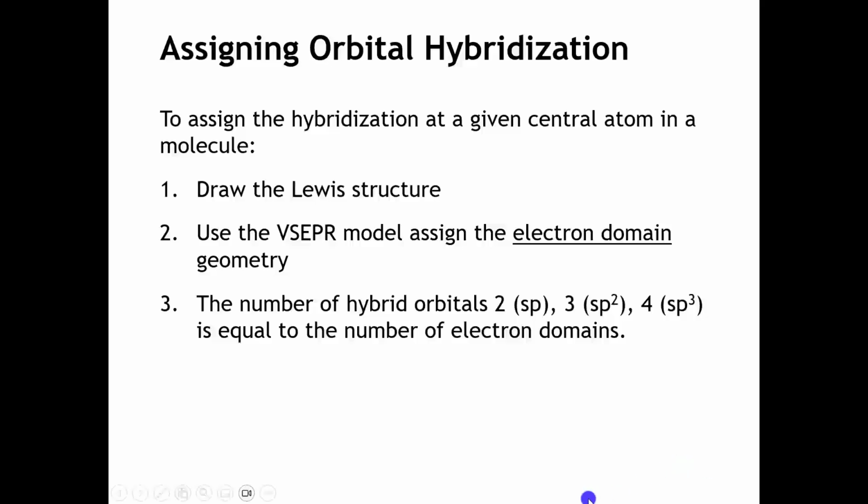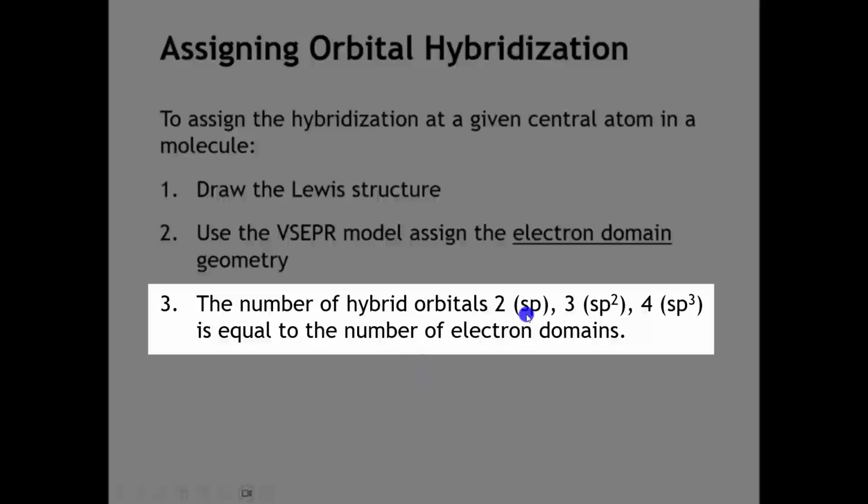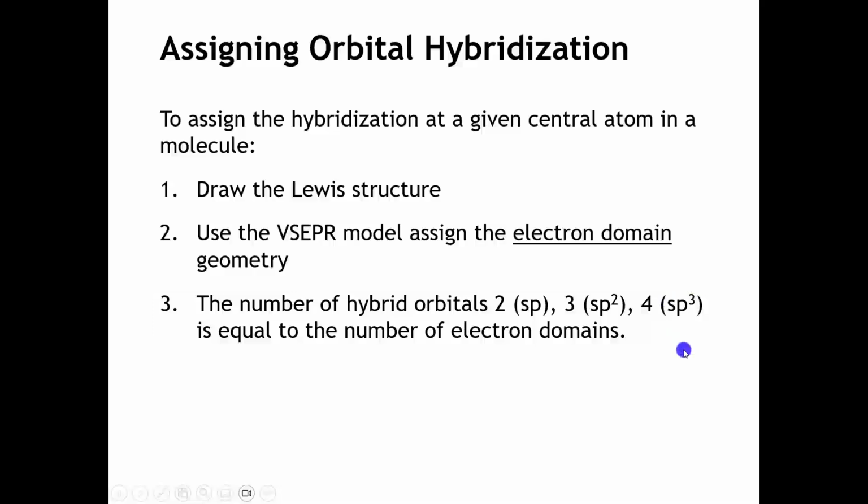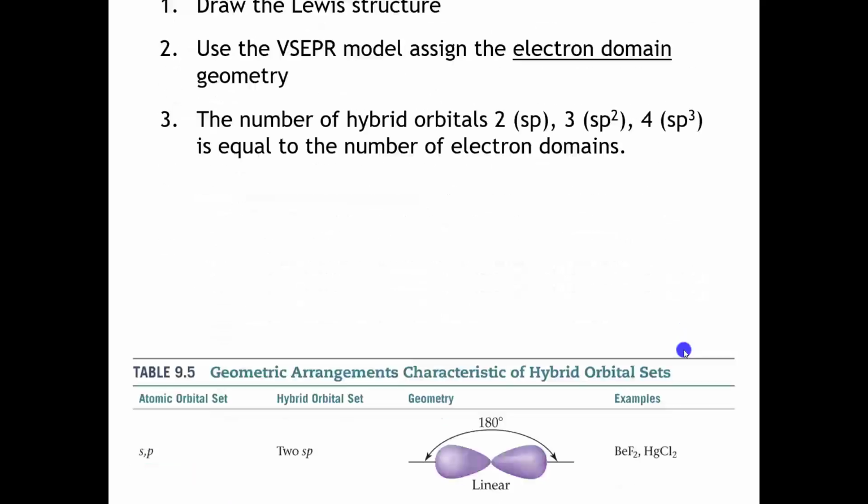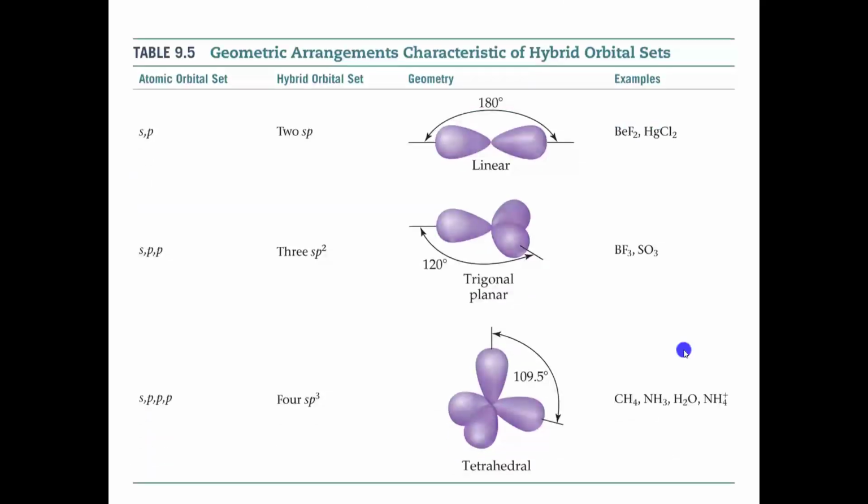If there's 2 electron domains, we need 2 hybrid orbitals, so we pick sp hybridization. If there's 3 electron domains, we need 3 hybrid orbitals, and we'll pick sp2 hybridization. If there's 4 electron domains, we need 4 hybrid orbitals, and we go with sp3 hybridization. I do want to stress here, though, that this is the electron domain geometry, not necessarily the number of bonds the central atom makes. We could also encapsulate that same philosophy in this table here.